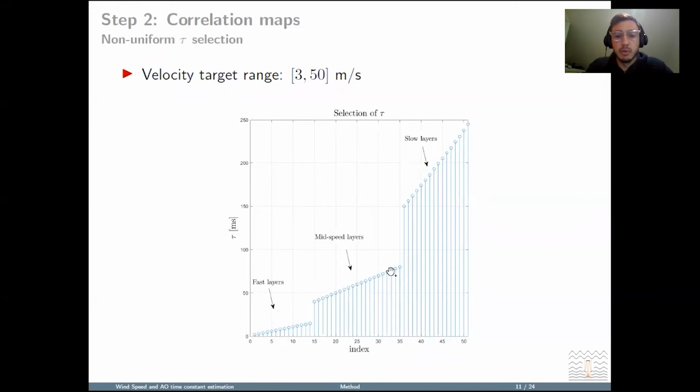Then we analyze the mid-speed layers using a mid value of tau. And finally, in order to analyze the slow layer, we use a larger value of tau, between 150 milliseconds to 250 milliseconds. So in order to analyze the slow layers, we need to wait more time in contrast to the fast layers. So the difficult part here is that we're going to have tons of maps to analyze.